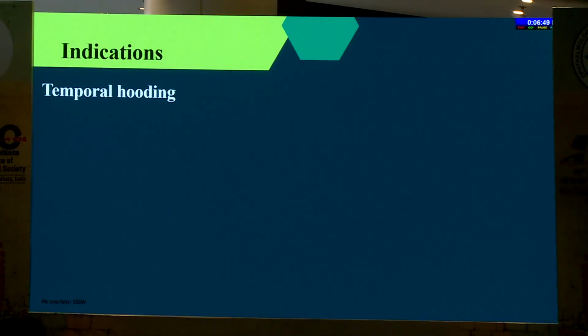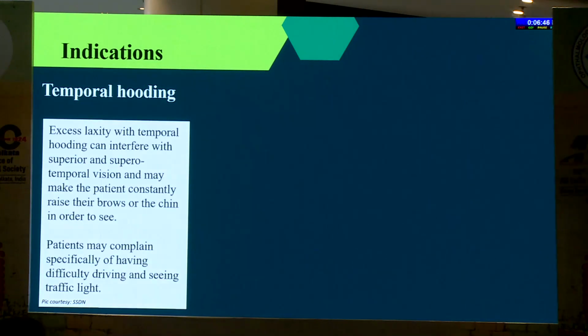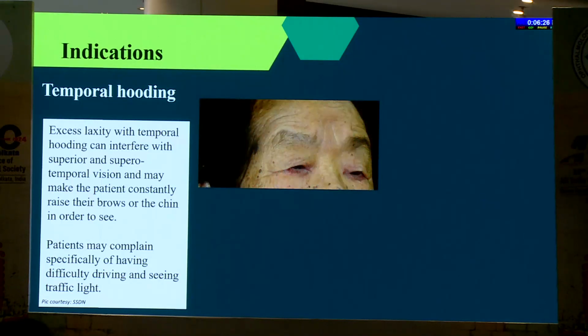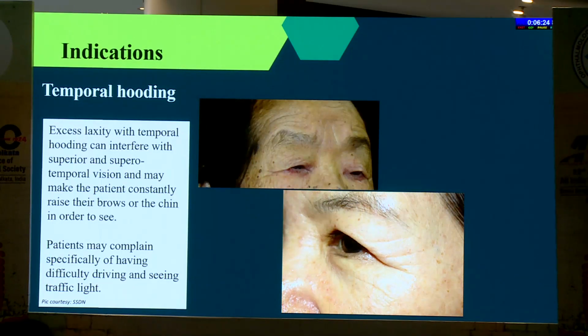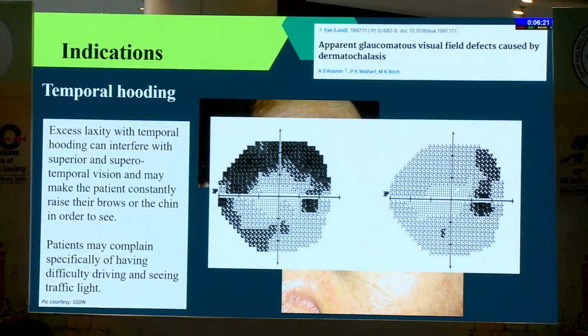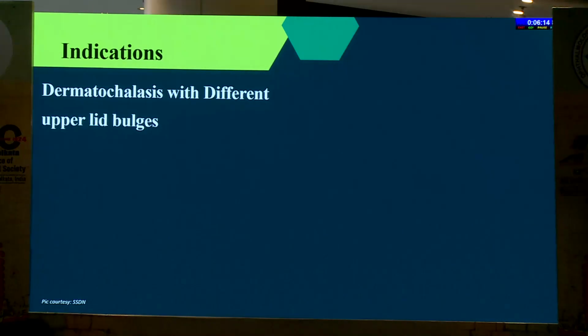Now, for temporal hooding, there is excess laxity which can interfere with the superior and superior temporal vision, which may make the patient constantly raise the brows or the chin in order to see. These patients usually complain of difficulty in driving and also some difficulty in seeing the traffic lights. The visual field recorded from the right eye of this patient shows a superior arcuate scotoma, which is most likely because of the superior lid drooping.